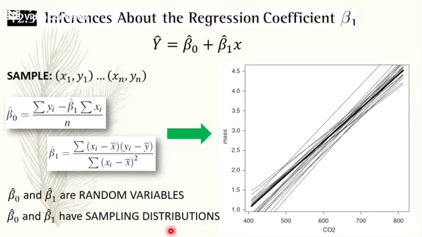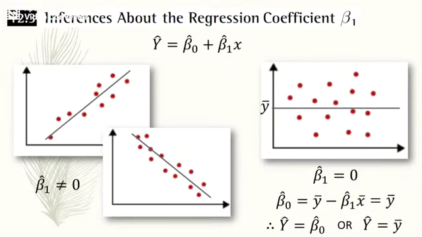Ultimately, what this means is that beta hat 0 and beta hat 1 are random variables and hence will have sampling distributions. We focus more on beta hat 1 because it gives us a lot more information than beta hat 0. If you look at the way the line is formed, only beta hat 1 defines the relationship between y and x. The moment beta hat 1 is equal to 0, you just get a horizontal line, and your line becomes y hat equal to y bar.